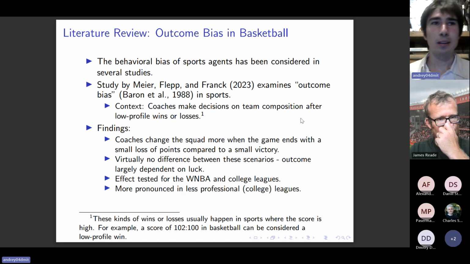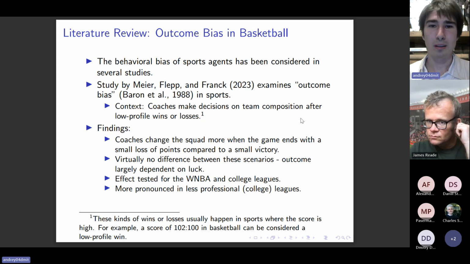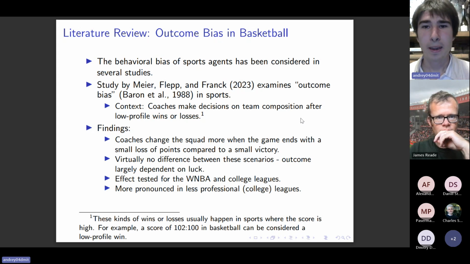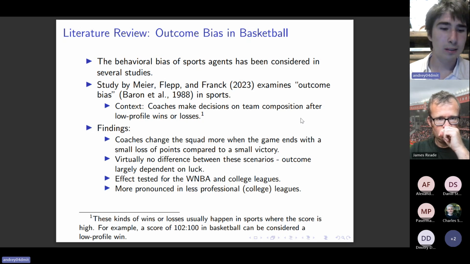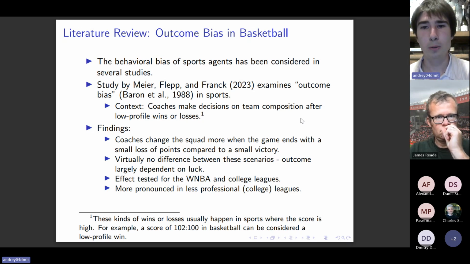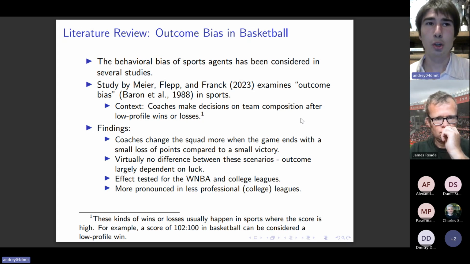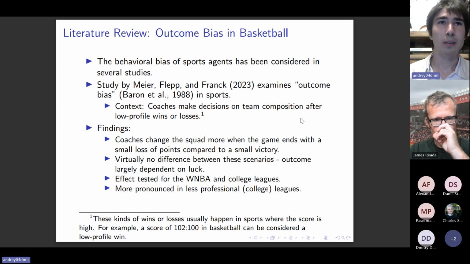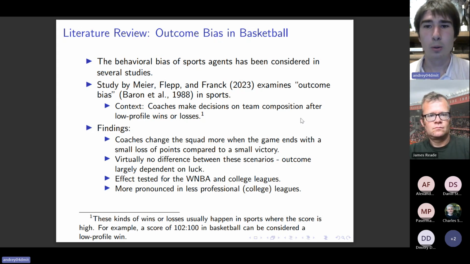These authors collect a subset of all the games, only the games which are low-profile wins and losses. Within this subset, the assumption is that low-profile wins differ from low-profile losses mostly by luck. So we can say that there shouldn't be any differences in coaches' decision-making regarding the starting squad for the next match. The starting squad in basketball is the five players who start the match.